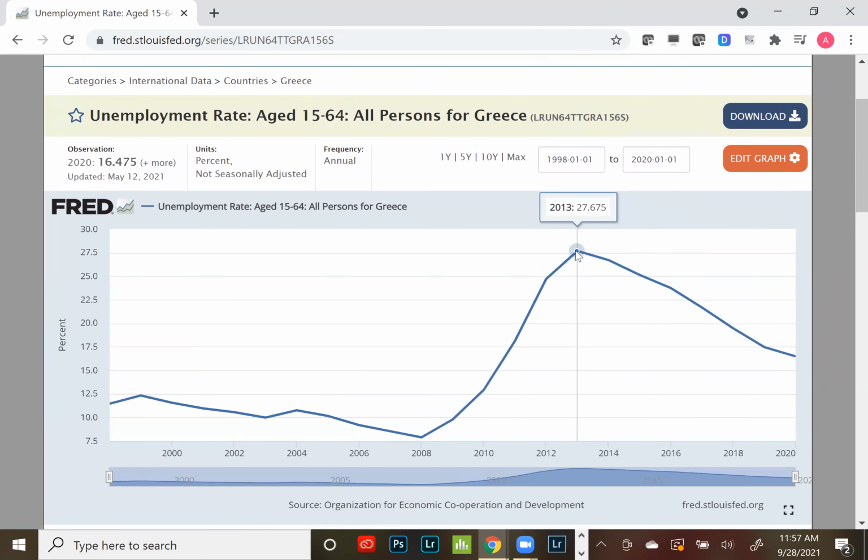All right. Look at that. 27. That is where we were during the Great Depression, by the way. And even here, just before the outbreak of COVID, they were at 16.475. Now down here was a little bit better, but really, unbelievable. So this is why Greece is always in trouble financially.